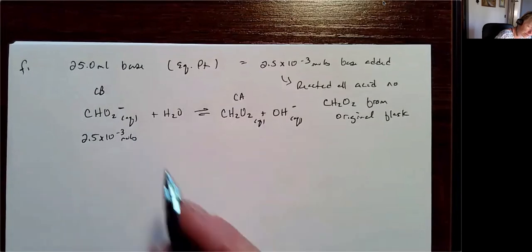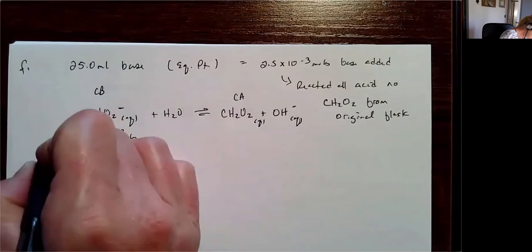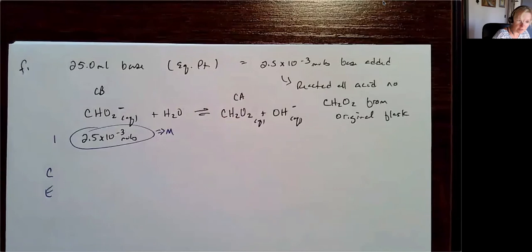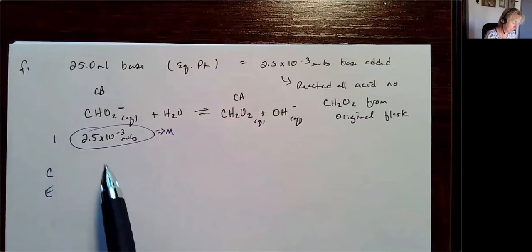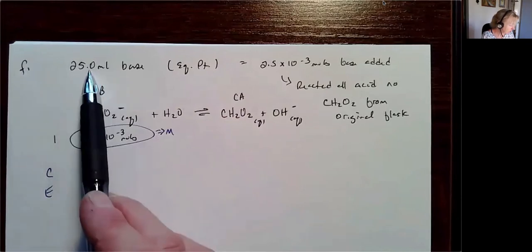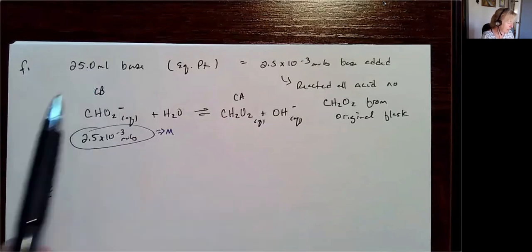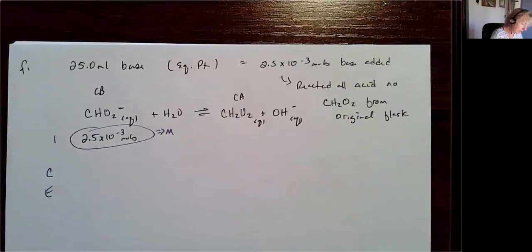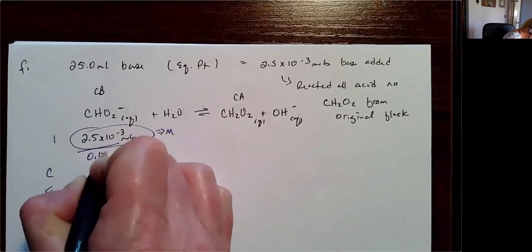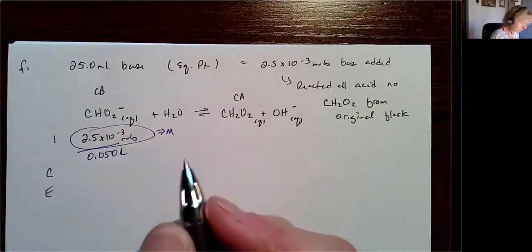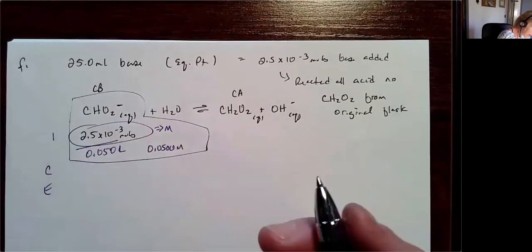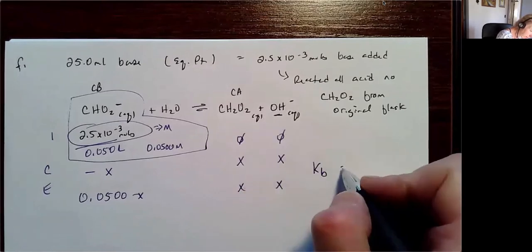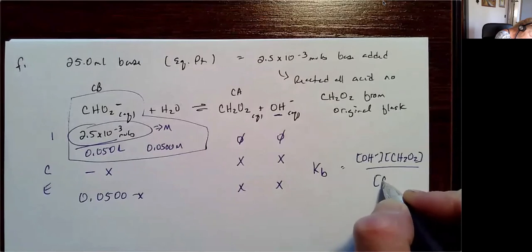So I'm going to find my molarity here. This is going to be an ice table, but I need to convert this into molarities before I can use it in my ice table. So I'm going to look at the total volume that I had. I've added in 25 mils, and I originally had 25 mils of my acid, so my total volume here is going to be 50 mils. So I'm going to divide this by 0.050 liters, and that's going to give me my molarity of my conjugate base. And this is a Kb because I have hydroxide over here, and my law of mass action is going to look like this.